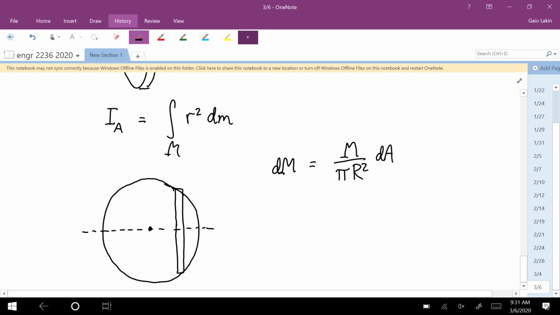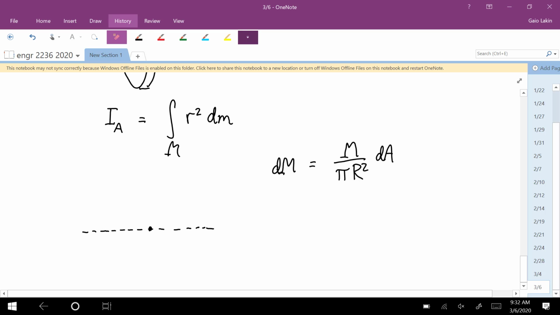Oh, well, now we have to do it in relation to the axis. Oh, wait. It's not funny. That's not a circle. What? It's too late for that.